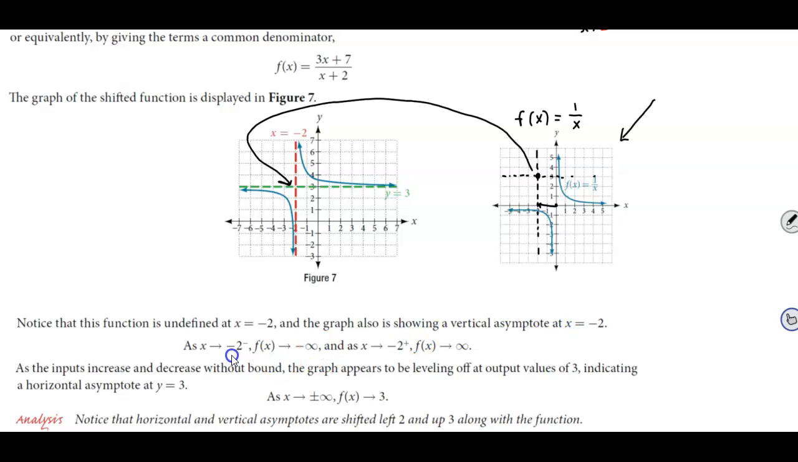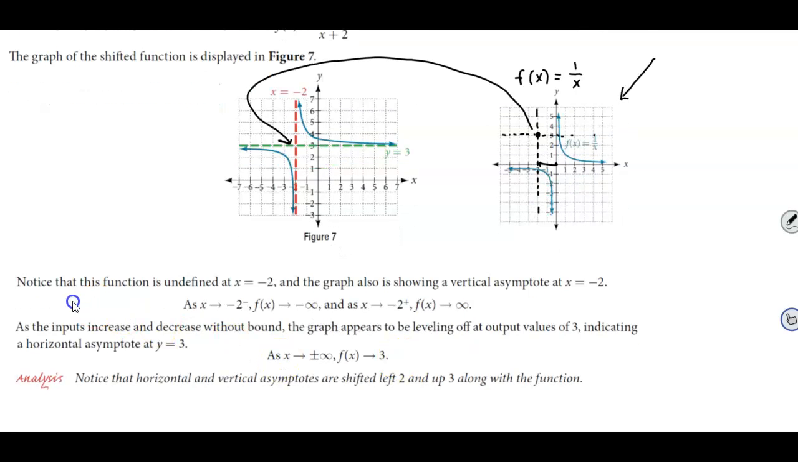So what it's saying here is that as x approaches -2 from the left, then the function is going down towards -infinity. And as x is approaching -2 from the right, then the function here is going up towards positive infinity.